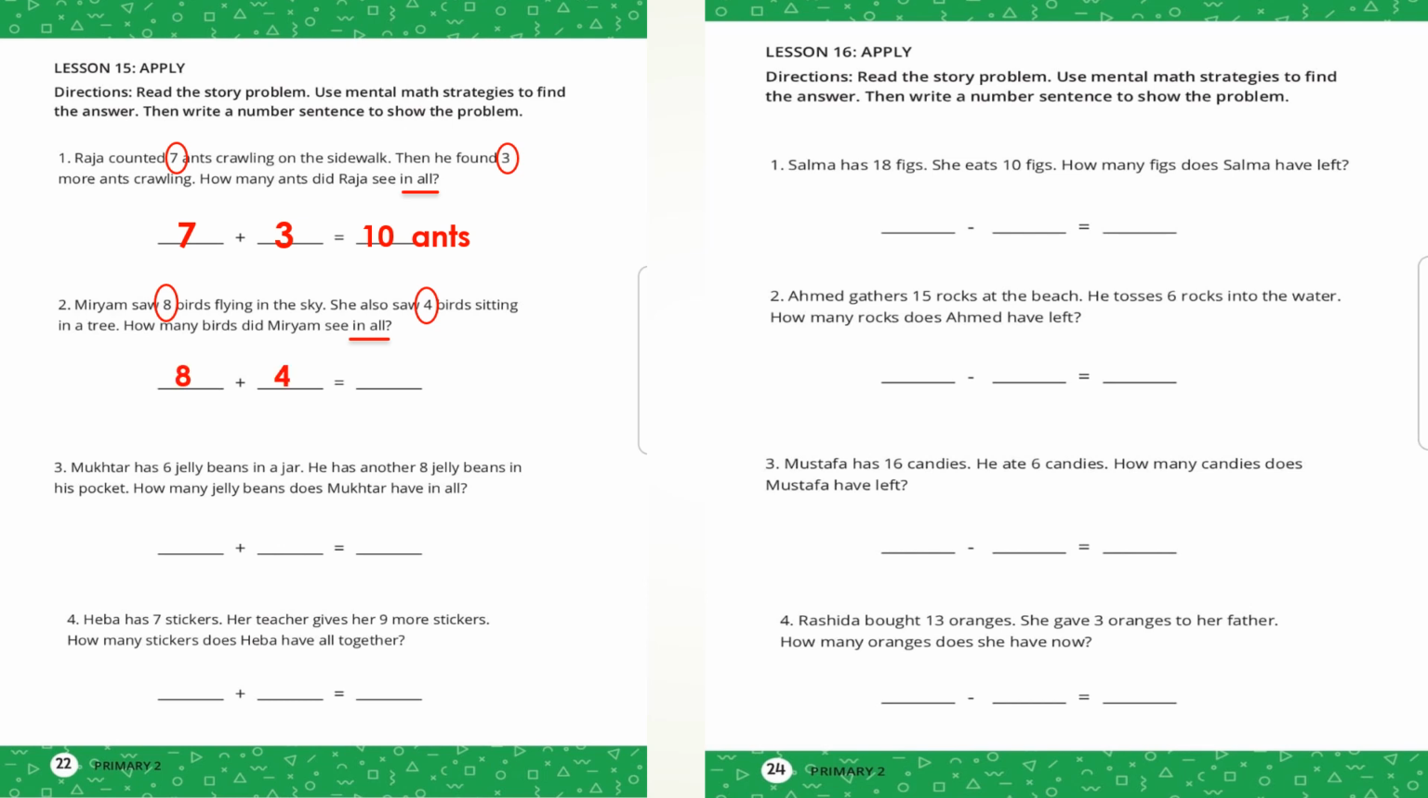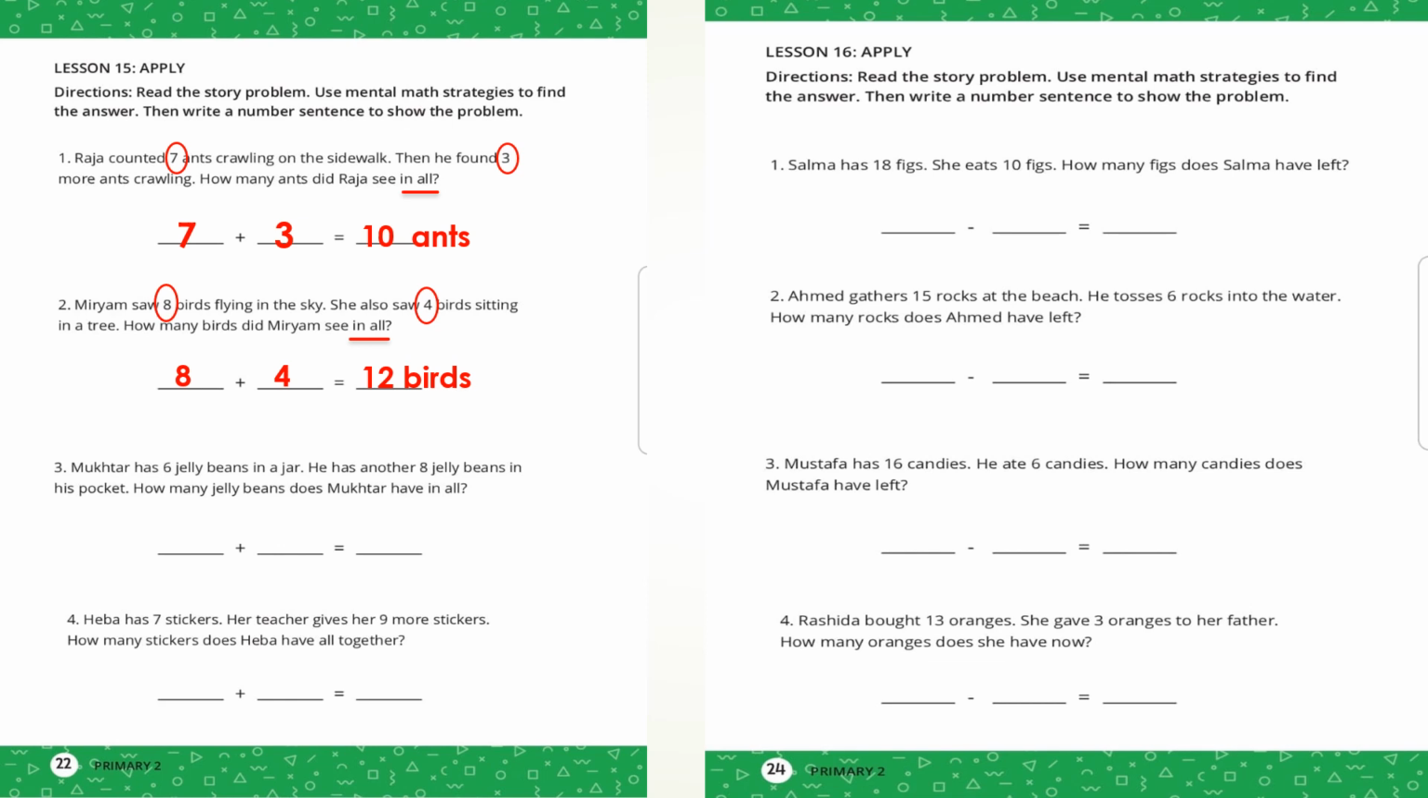8 plus 4 equals what? We can use the counting on strategy. Big number 8 in my mind and small number 4 on my fingers. After 8: 9, 10, 11, 12. So we will write 12. 12 what? 12 birds. Don't forget to write birds. How many birds? Okay? So we have to write it. Question number 3 and 4, you can solve by yourself.